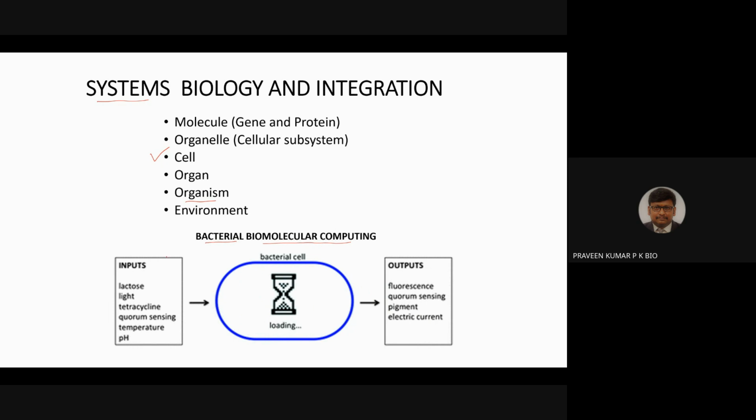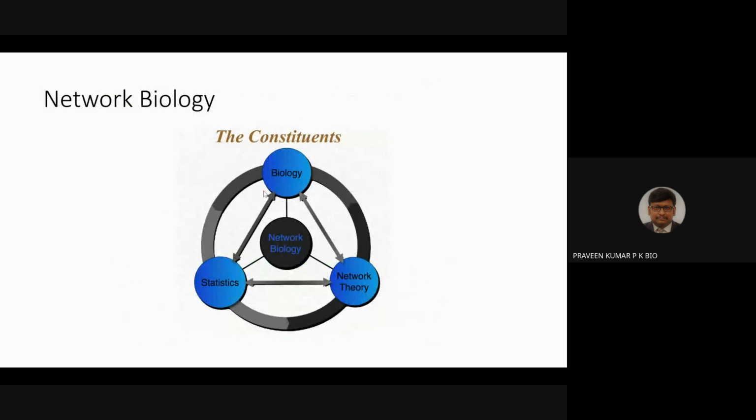And here I showed, just for illustration, how a bacterial cell can be used for computing. Similarly, like systems biology, you also have something called network biology. So what is the basic definition of network biology? Network biology is also a branch of science, but it majorly touches three subjects: biology, network theory, and statistics. In network theory, we basically study graph theory.